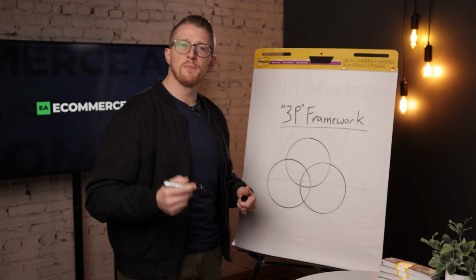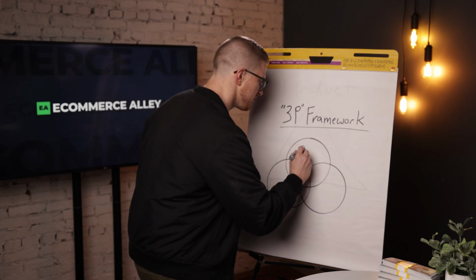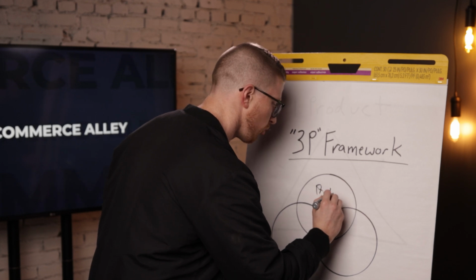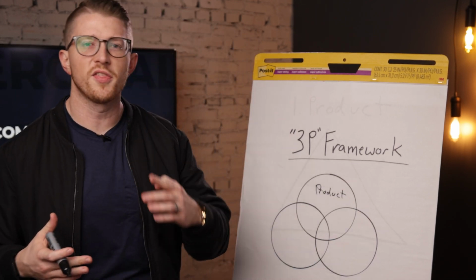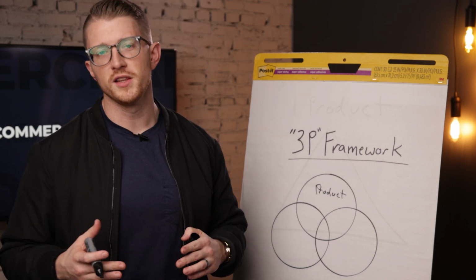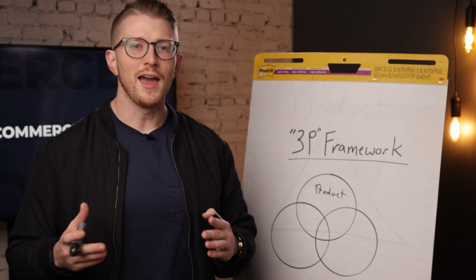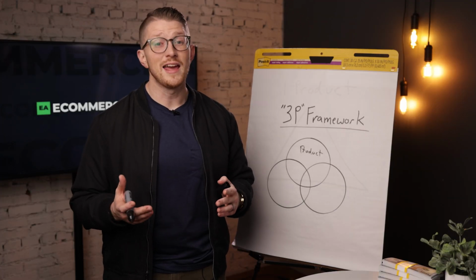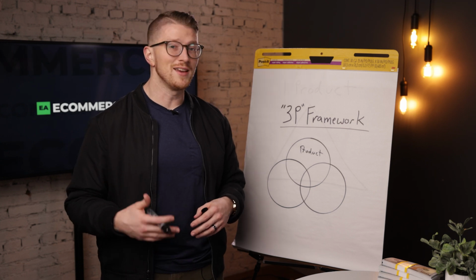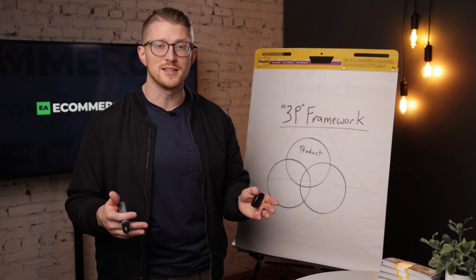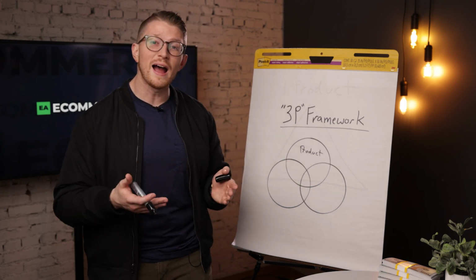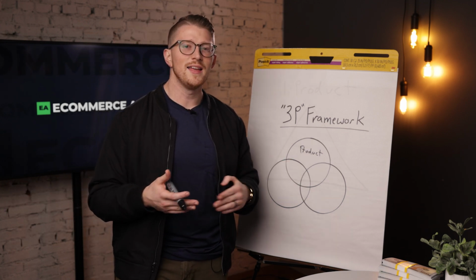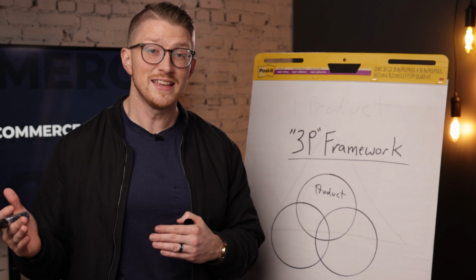So the first P that we have is product. And here's the thing. It's not about the perfect product. It's about the right angle. We work with businesses every day who have common everyday products like t-shirts or subscription boxes that other people sell. But when they niche down and they craft the right angle, it really helps them take off.